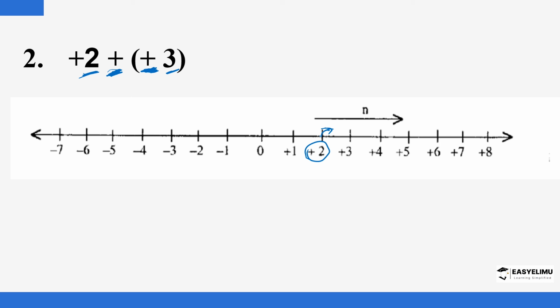So let's count and see. So we have 1, 2, 3. So we are moving 3 steps. So this is start and this is stop. Remember, the rule is where we stop, that is the answer. So what is the answer? So where did we stop? At positive 5. So the answer here is positive 5. Again, if the answer is positive, you don't have to indicate the positive sign. When there is no sign, that means it is positive.